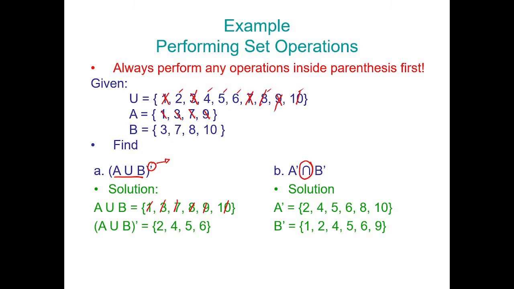Intersection. Unsa may intersection anang duha? Unsay common? 2, 4, 5, 6. There you go. Ang answer ana is 2, 4, 5, and 6. Mao ni gitawag nato og set operations.